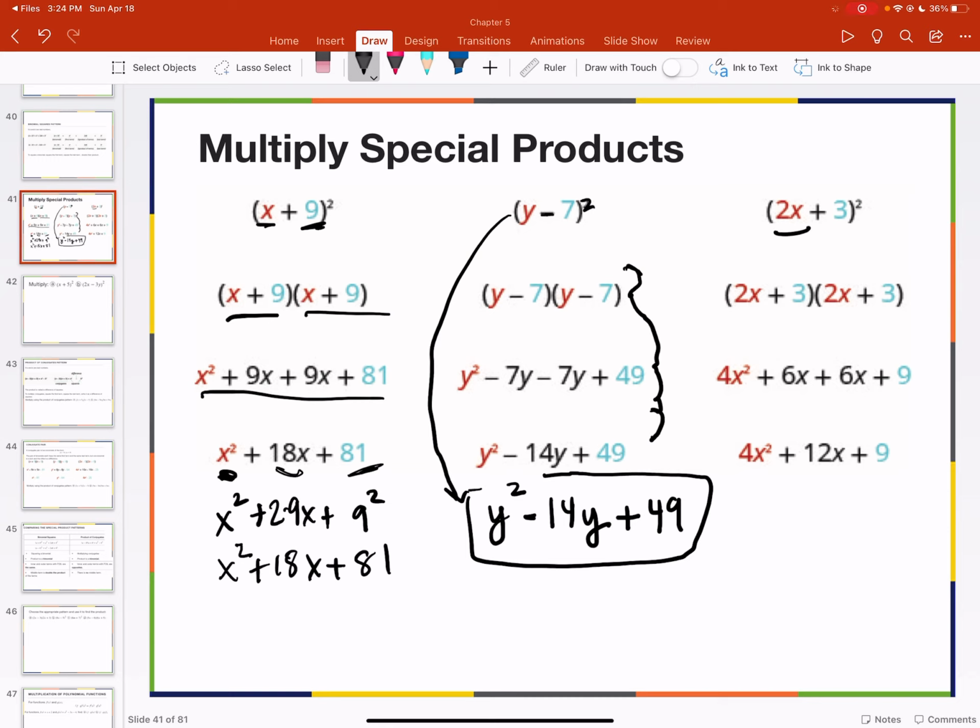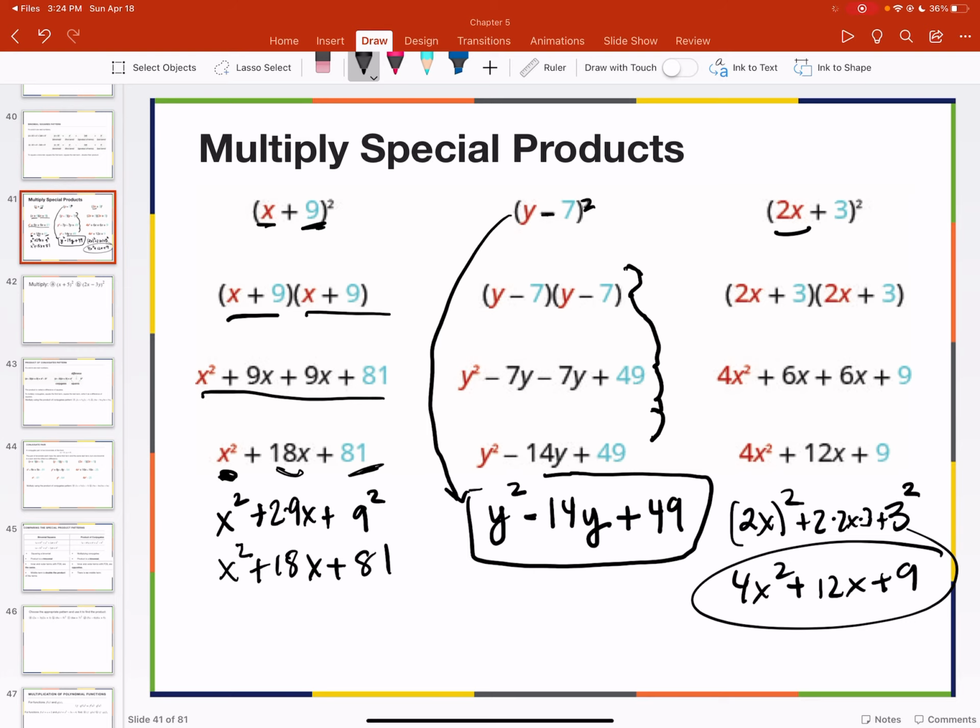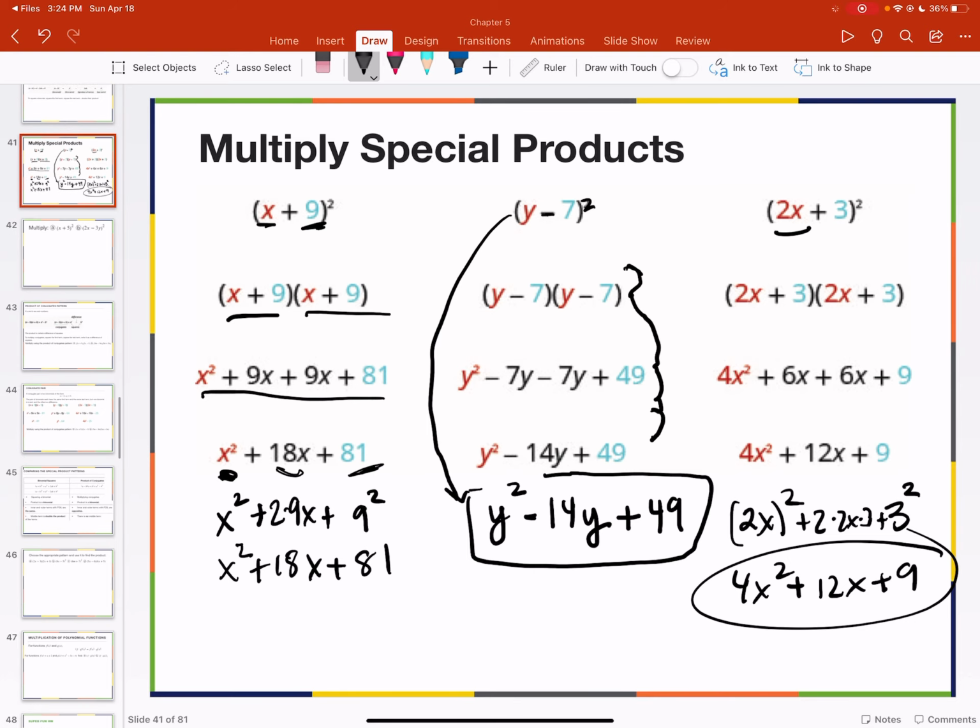Let's try this again. So square the first term, 2x times itself. Square the last term, 3 times itself. And then twice the product, so 2x times 3. And it's plus. So then final 4x squared plus 12x plus 9. So if you practice this quite a bit, it'll get easier and easier.